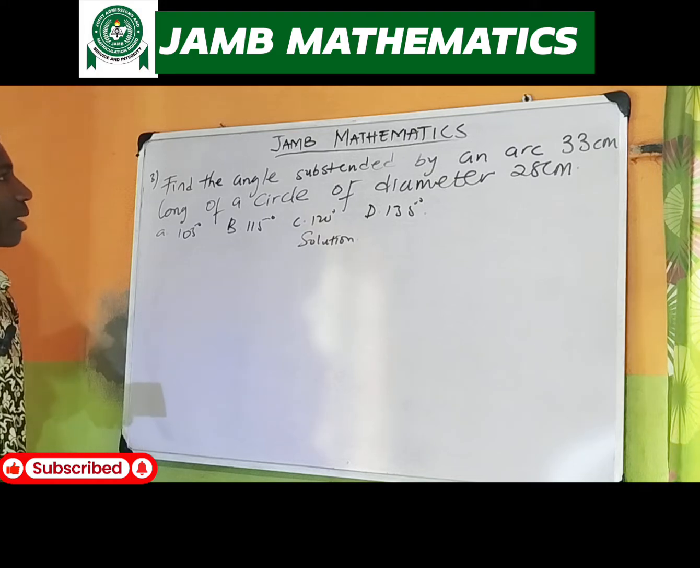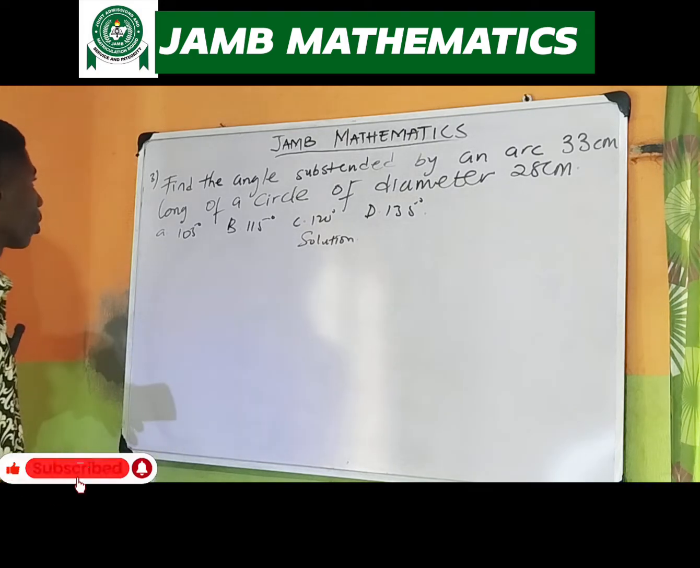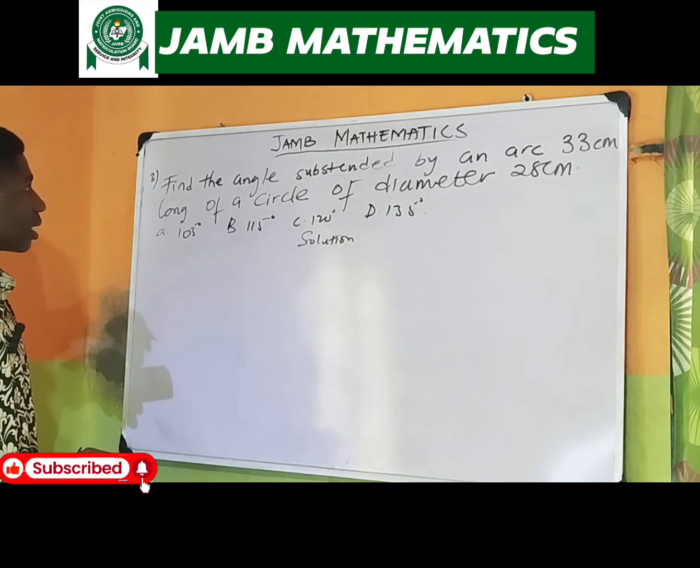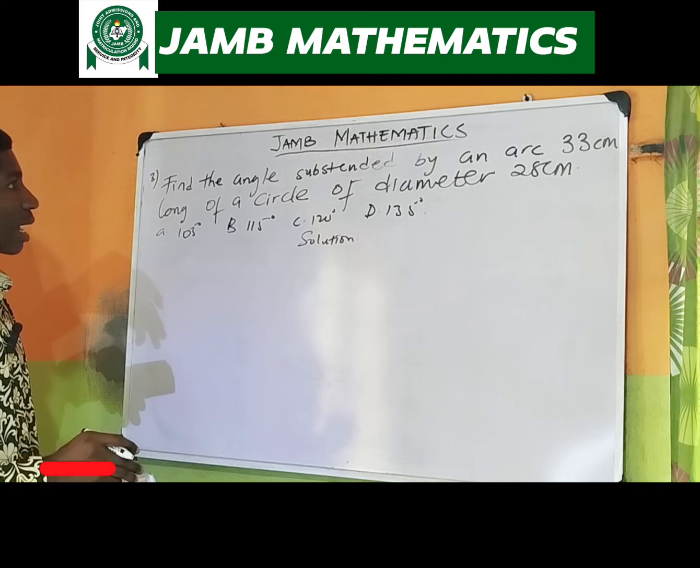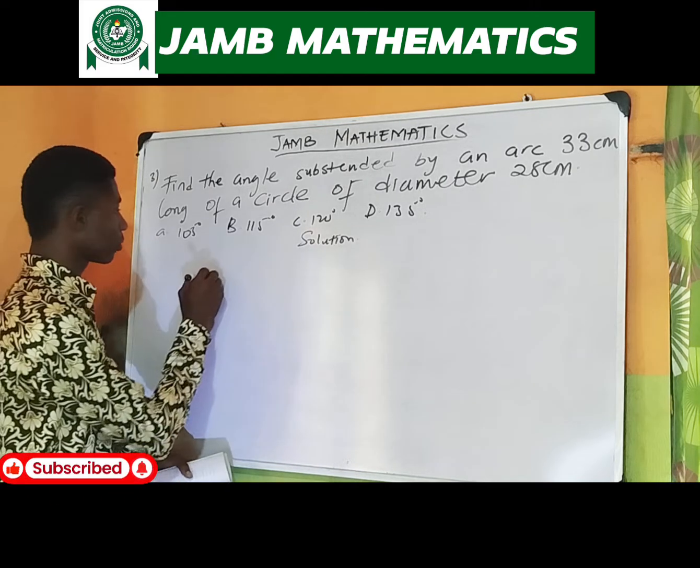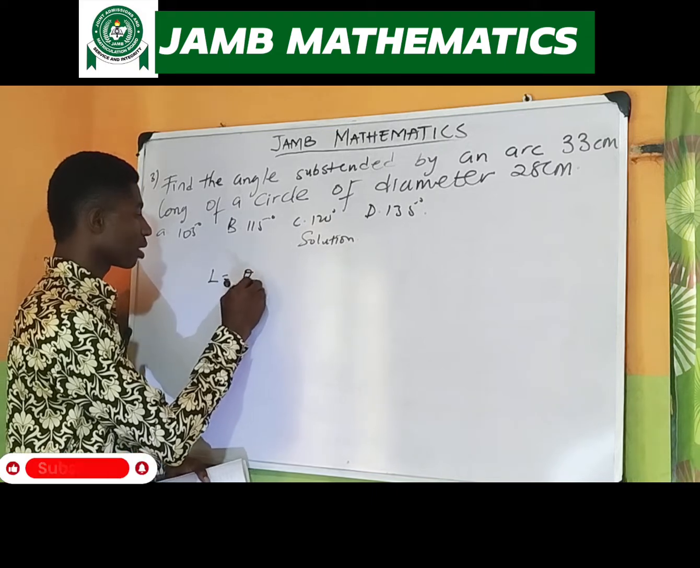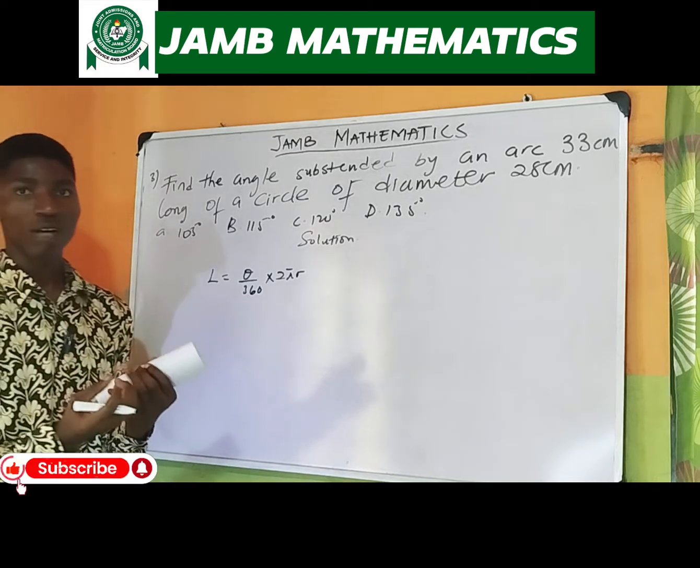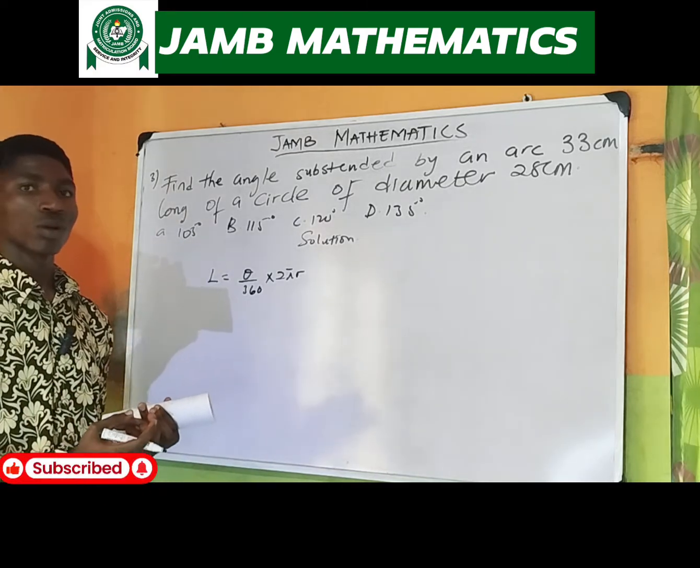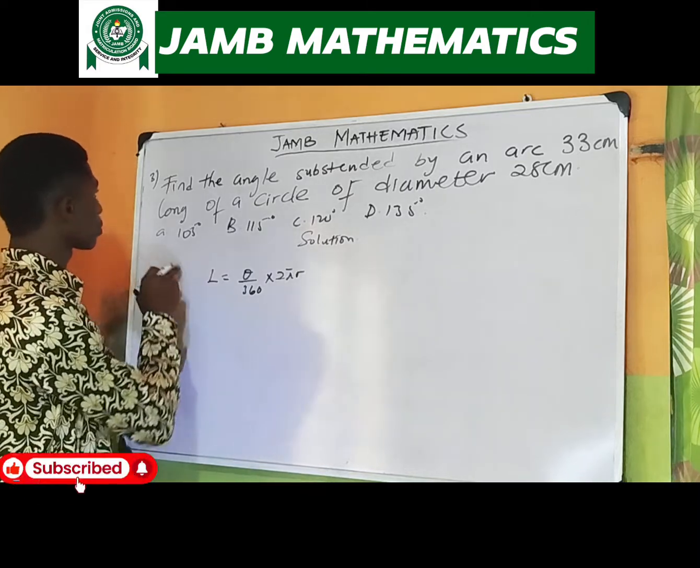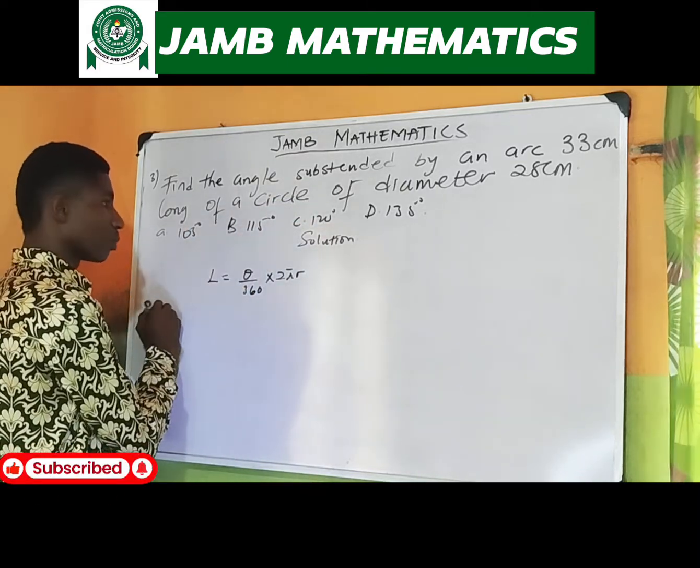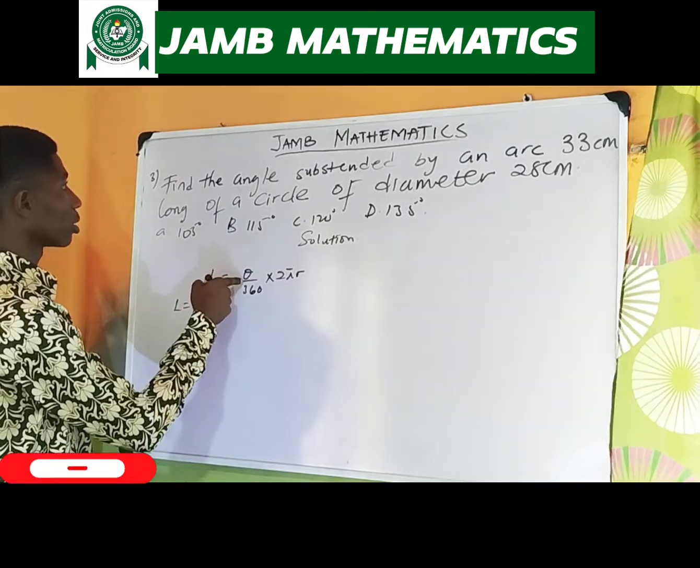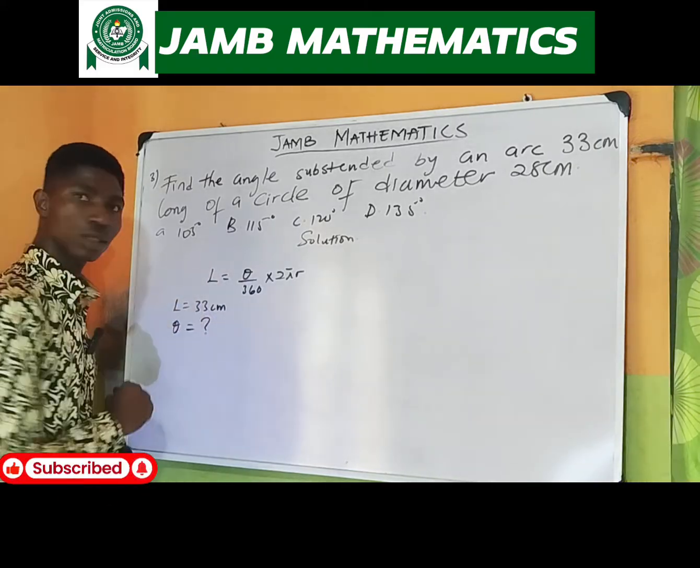Alright. Find the angle subtended by an arc 33 centimeters long of a circle of diameter 28 centimeters. So length of an arc is theta over 360 times 2 pi r. What you need most are the formulas, so you have to have these formulas handy. Okay? So length of an arc is 33 centimeters. We have it already. And we are told to find the angle, theta.